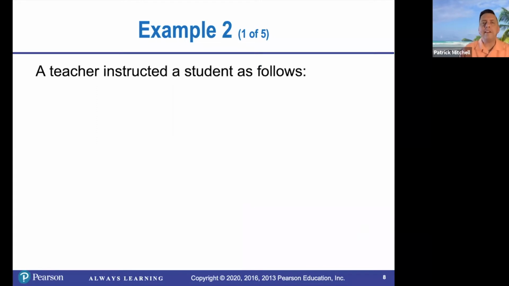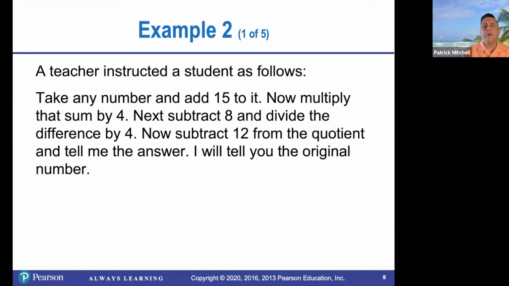All right, next example. A teacher instructed a student as follows. Take any number and add 15 to it. Now multiply that sum by 4. Next, subtract 8 and divide the difference by 4. Now subtract 12 from the quotient and tell me the answer. I will tell you the original number.